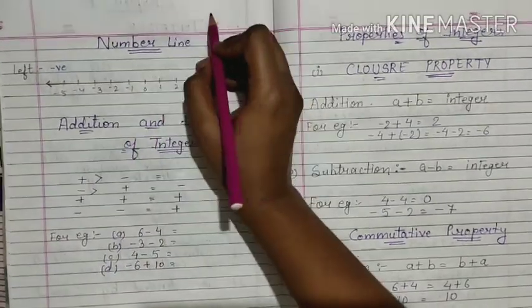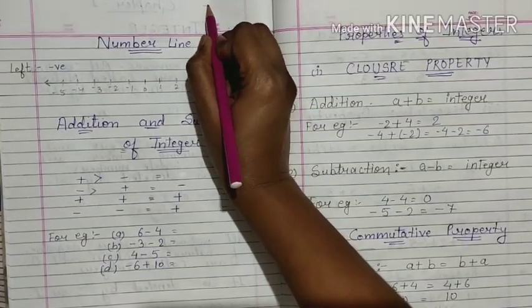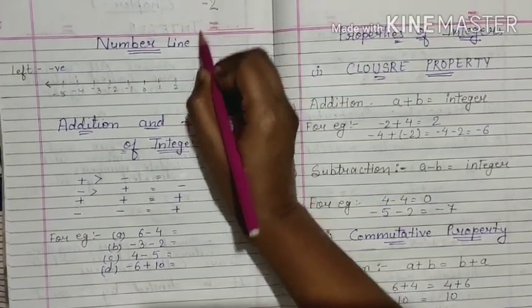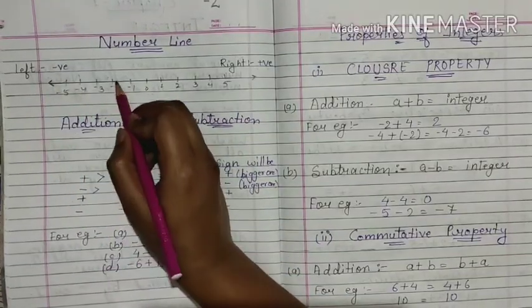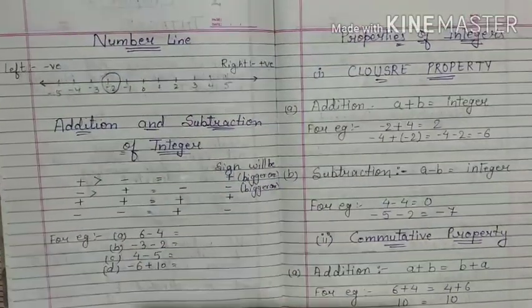So we have to plot, for example, minus 2. Then you can see it comes on the left side. It is minus 2.